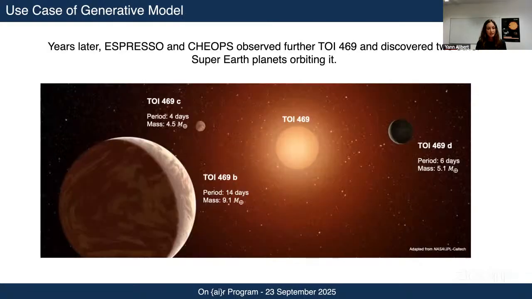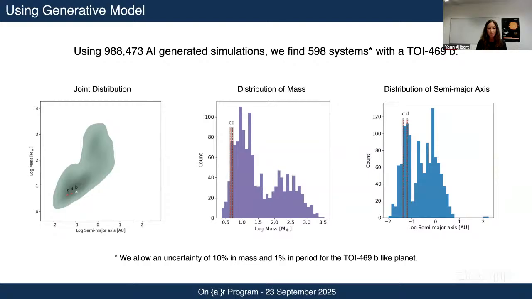Turns out they came later to be able to identify the planets better, and they discovered two of them, the c and d. c and d being closer to the star, and if you actually look at the mass, you have 4.5 Earth masses, 5 Earth masses, very close to the star, 4 days and 6 days to actually do a turn around the star. But where do they lie in our plots? Actually, they lie more or less in the regions that we predicted in the beginning.